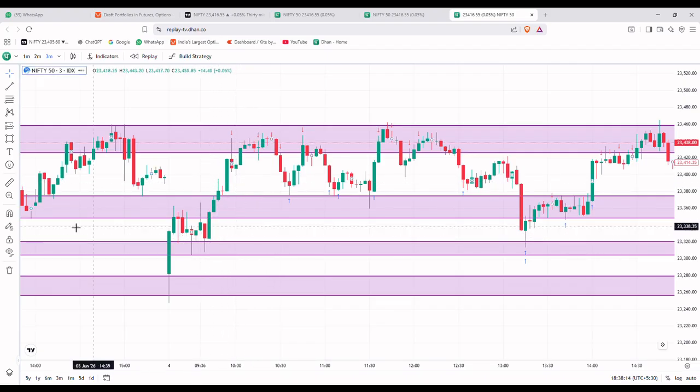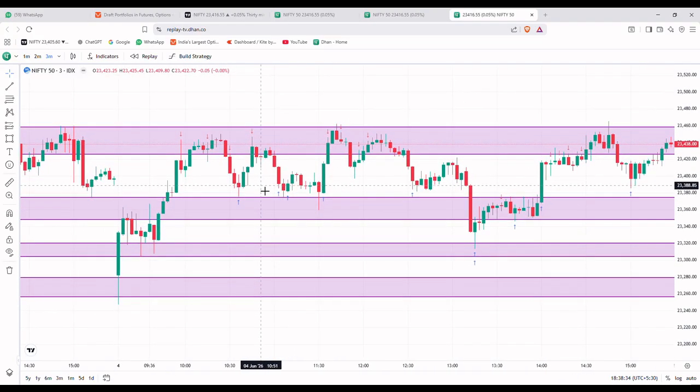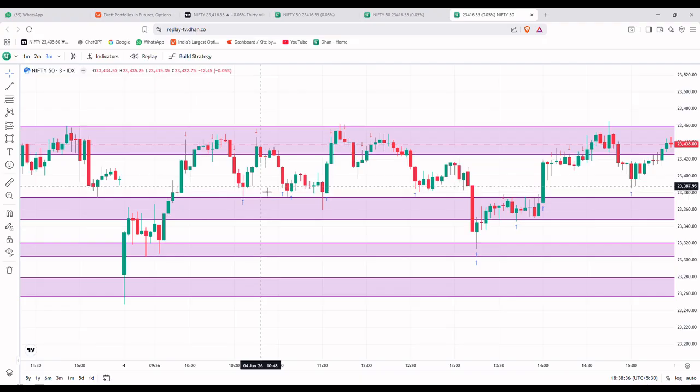Okay, and what is your risk? If I would have taken a trade here, what is my risk? My risk is 19 points, or probably 25 points, till here. This is my stop loss. As soon as it breaches this zone, I'll close it. So you had multiple trade opportunities available here.